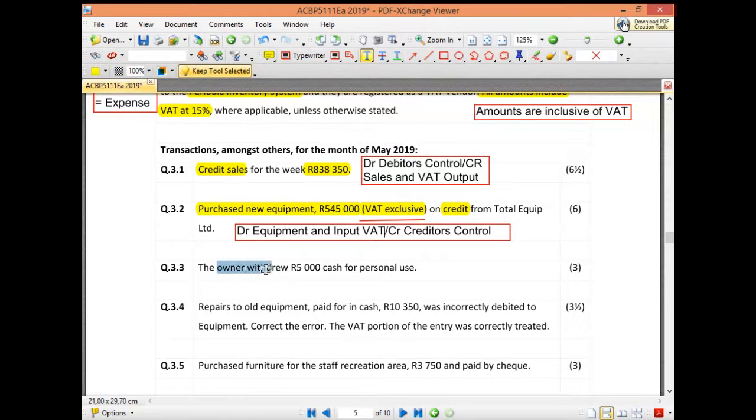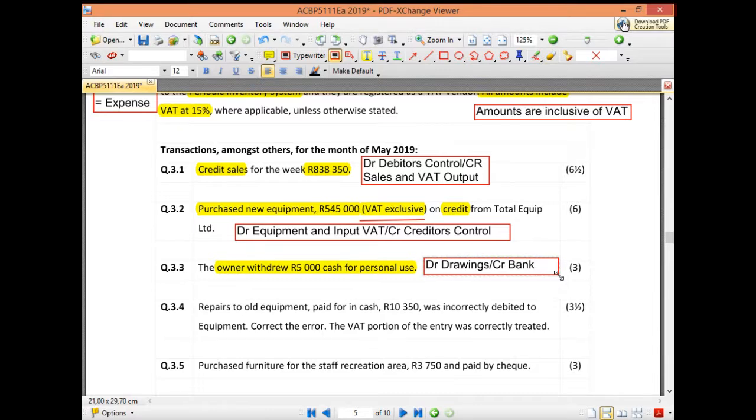Then the next one, owner withdrew 5,000 cash for personal use. So this is drawings. Okay. So we will debit drawings and we will credit bank because we're taking the cash out of that.